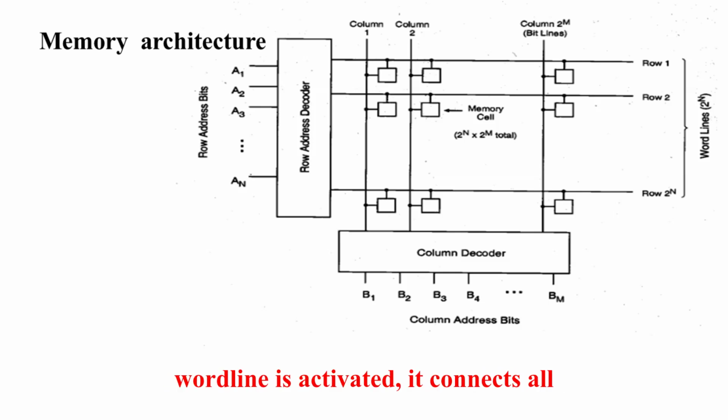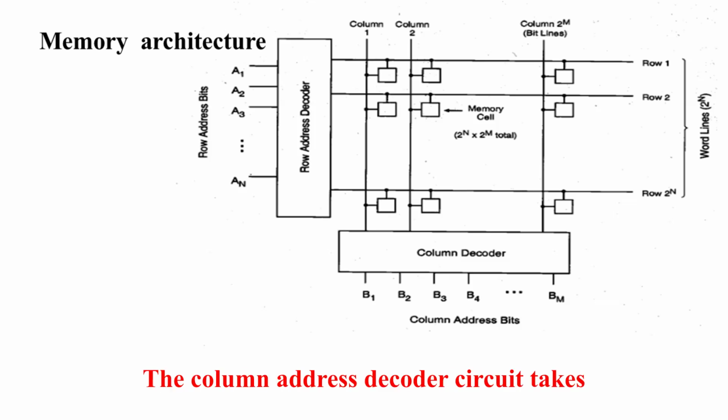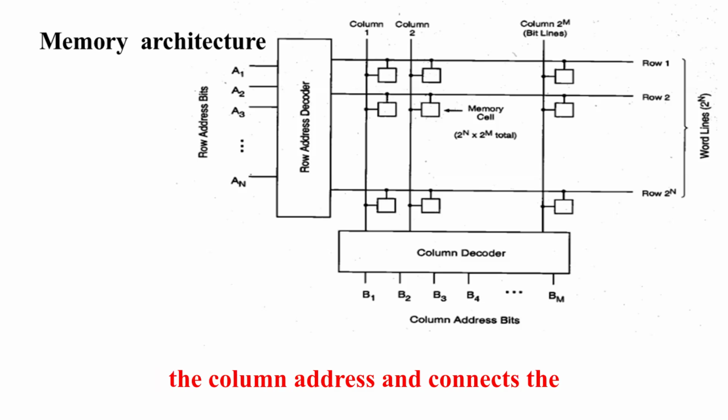When a word line is activated, it connects all cells in that row to their corresponding bit lines for read or write operations. For bit lines, which is for columns, there are 2^m columns, each connected to a bit line. Bit lines transfer data from the memory cell to the sense amplifier for reading or vice versa for writing. The row address decoder circuit takes the row address and activates a specific word line, enabling access to the desired row. The column address decoder circuit takes the column address and connects the desired bit line to either the input circuit or the output circuit for data transfer.